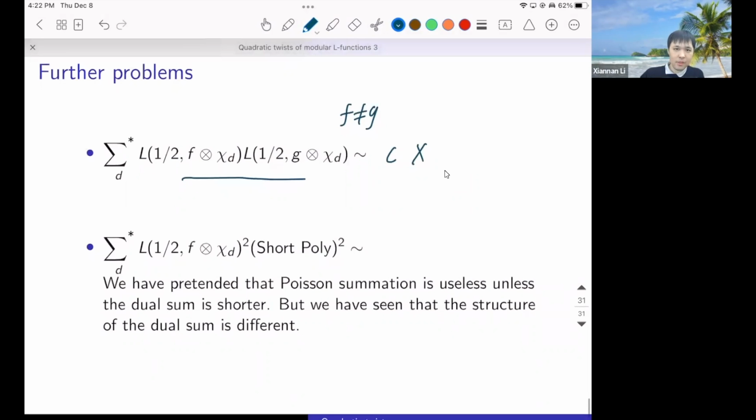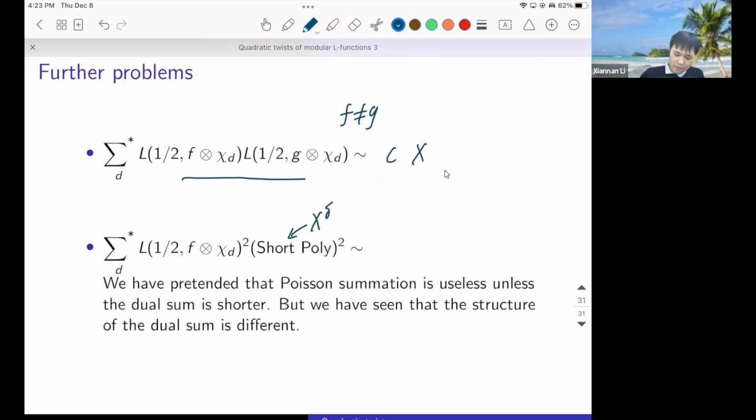But as we mentioned at the very beginning, with this question about the power saving, I think the second problem that I've listed here truly needs something quite new from what I've described. So here, a short polynomial might be something of length x to the delta for any positive number delta. And one would very much like to do this because putting in a modifier would give a positive proportion non-vanishing for these L-functions.